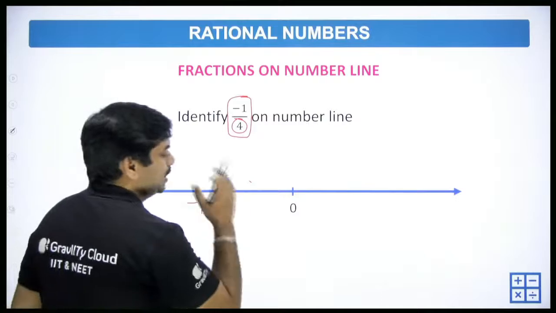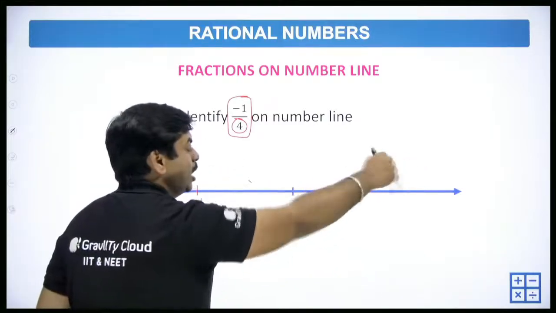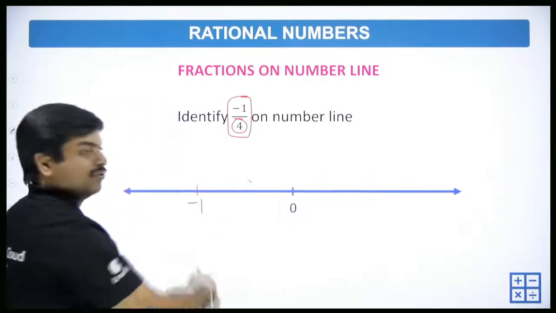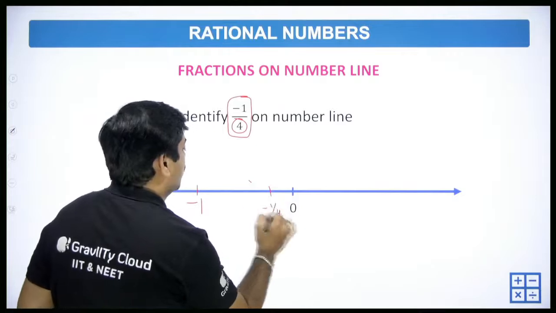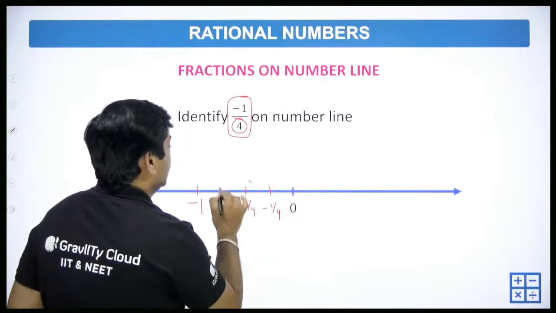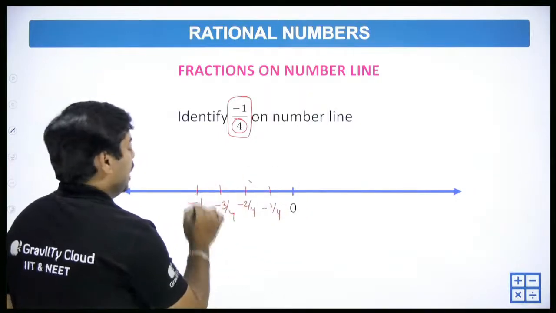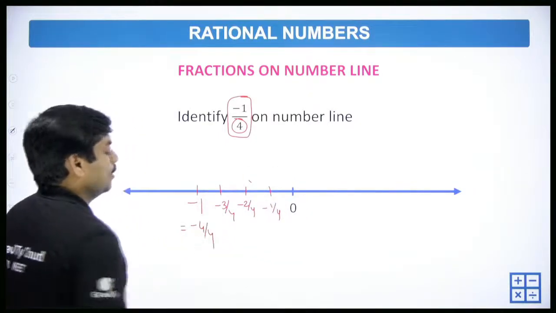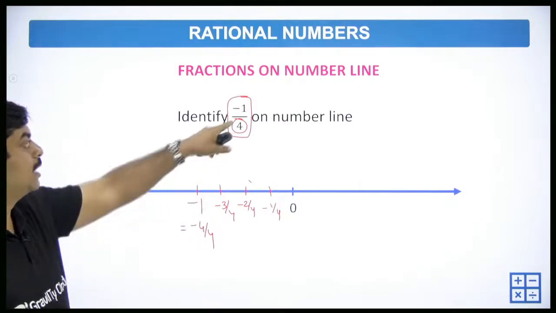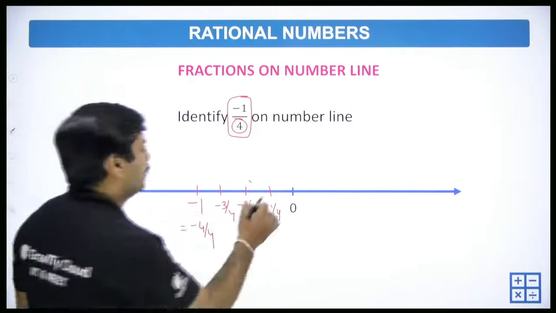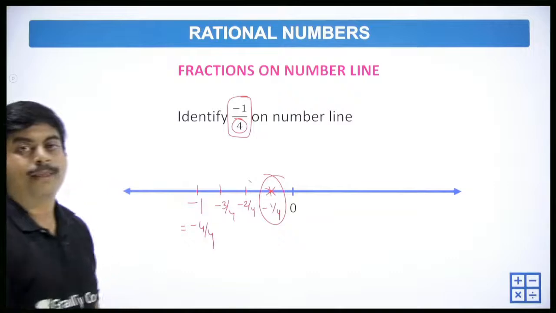Now carefully observe the difference between before and now. Before, you used to move towards the right, now you need to move towards the left. So the very first one we get is minus 1 by 4, then minus 2 by 4, then minus 3 by 4. So 4 parts: 1, 2, 3, 4, and this minus 1 is nothing but minus 4 by 4. So minus 1 by 4 is the very first point. This position is minus 1 by 4.